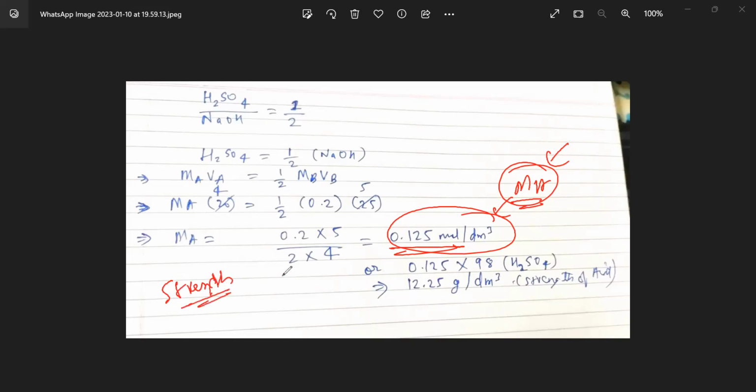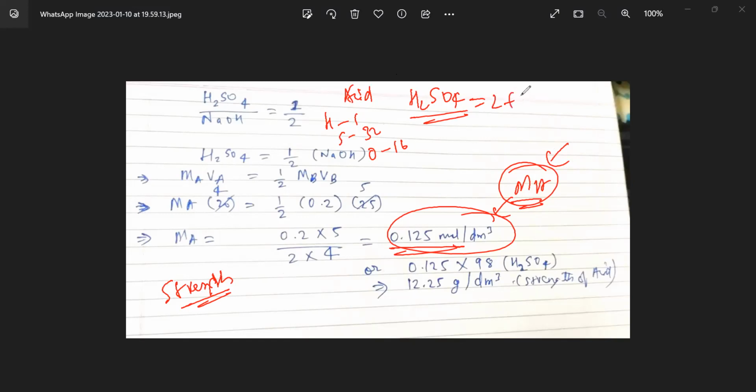Okay, they'll ask the strength of acid. Now we already know the acid which we have taken here is nothing but H2SO4, which is sulfuric acid, and you have to calculate the mass. So you know the mass of hydrogen is 1, sulfur is 32, oxygen is 16. If you don't remember the values of the mass of this, you can always take the help of periodic table.